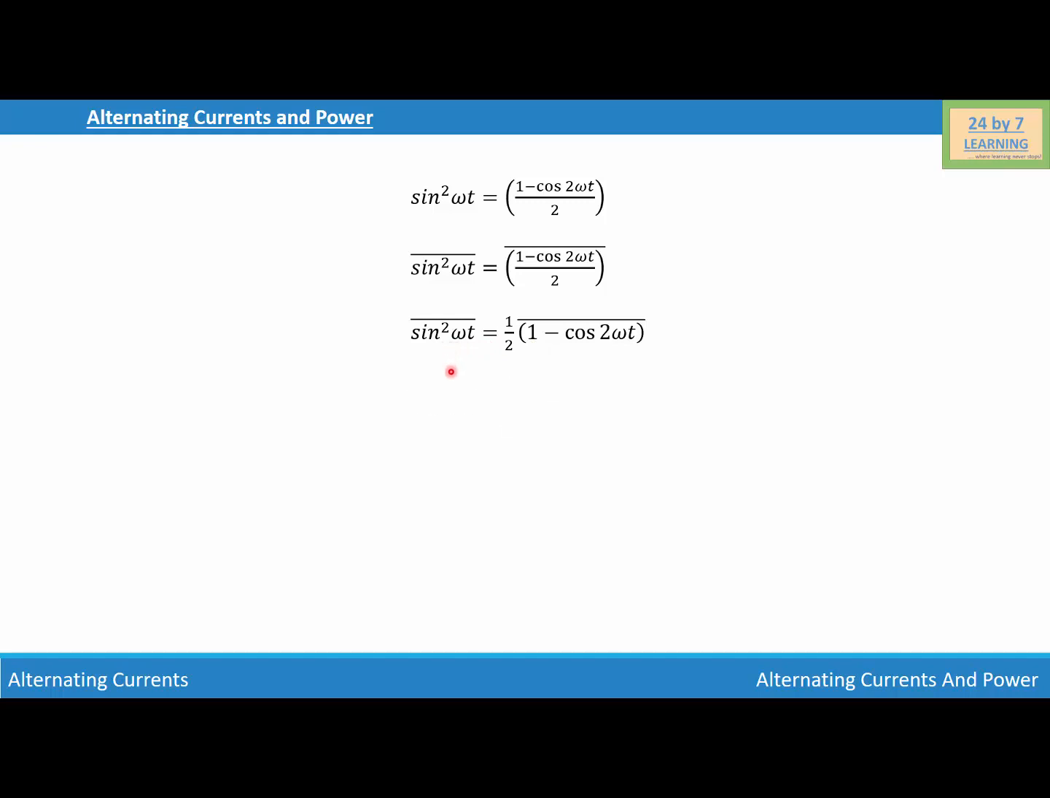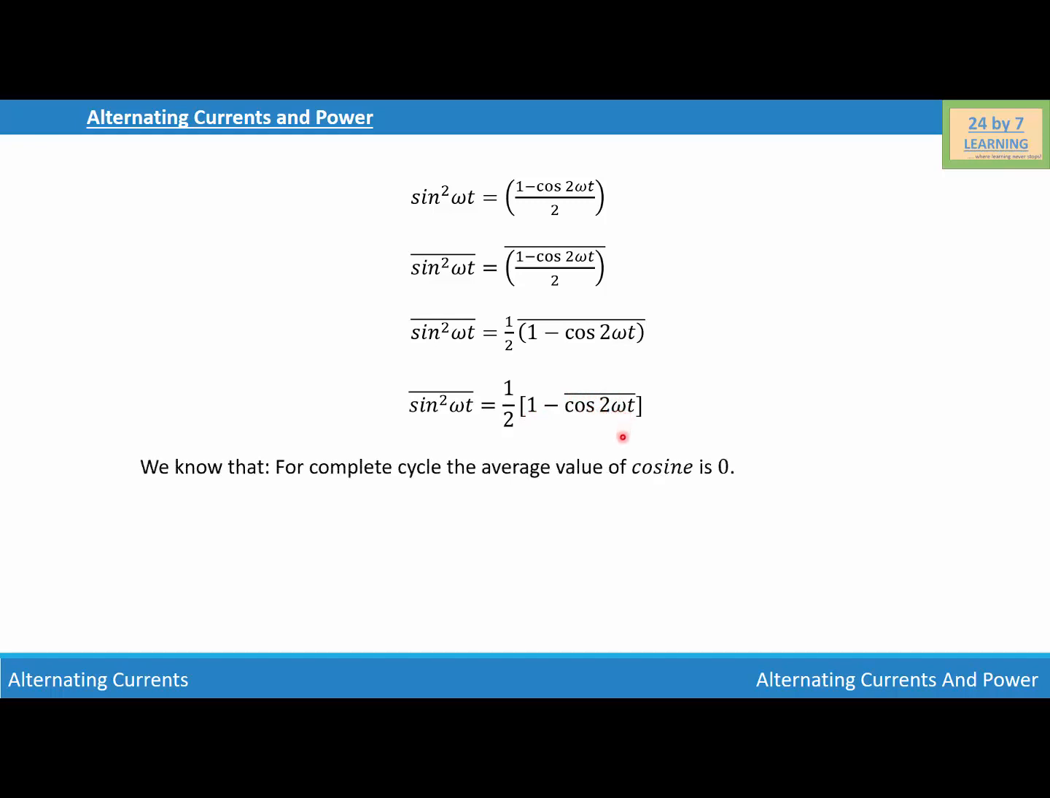Now let's keep going, and if we do that, we will get the mean of sin²ωt equal to 1/2. 1 is a constant, so I can write 1 minus, and we are finding the average value of cos 2ωt. We know that for a complete cycle, the average value of cosine is 0. So in place of the mean of cos 2ωt, we are going to write 0.